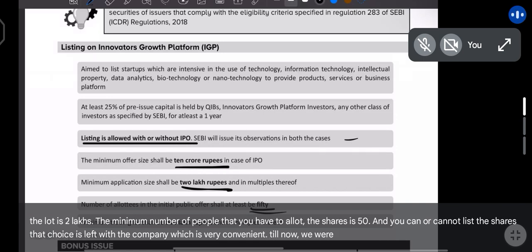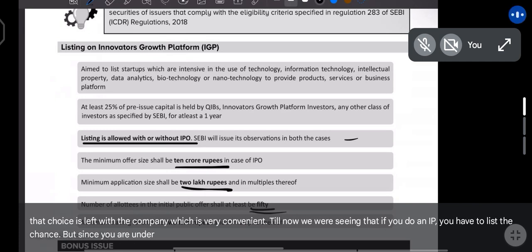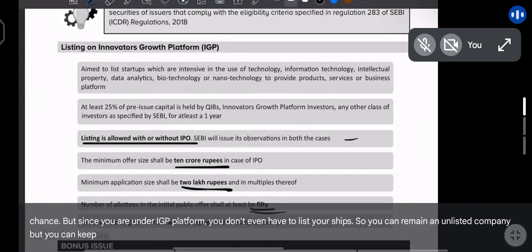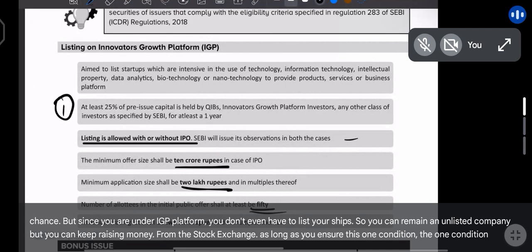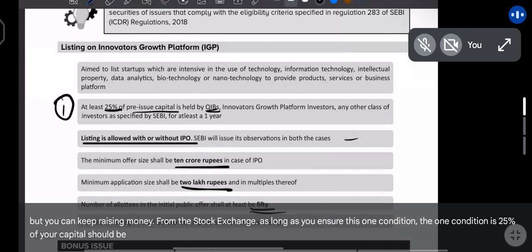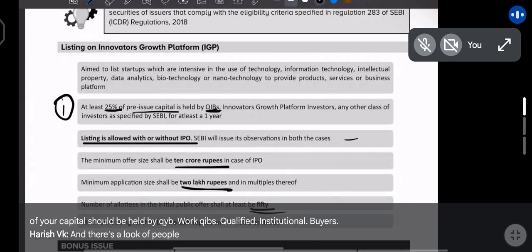Till now we were seeing that if you do an IPO, you have to list the share. But since you are under the IGP platform, you don't even have to list your shares. So you can remain an unlisted company, but you can keep raising money from the stock exchange as long as you ensure this one condition. The one condition is 25% of your capital should be held by QIB. Who are QIBs? Qualified institutional buyers. And there is a list of people who come under that.